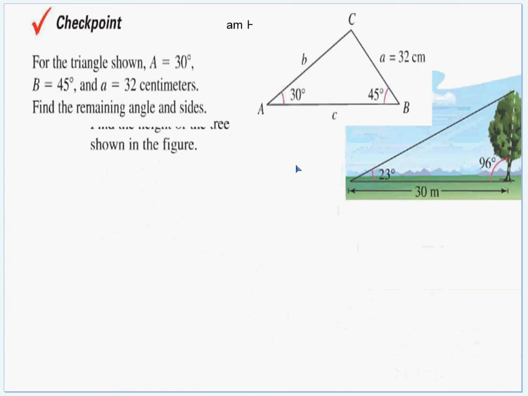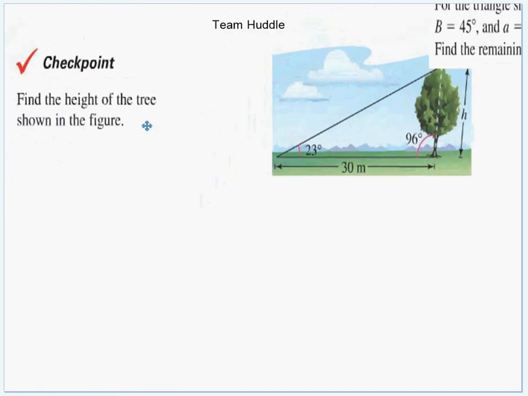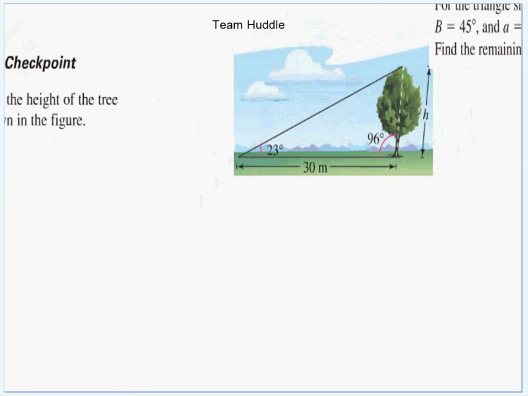Now the applied problem, very similar to the tilted telephone pole. Now it's a tilted tree. Find the height of the tree. So let's just kind of do this one from the picture. We're going to need this angle up at the top. We've got the 23, and we've got the 96. If we subtract those from 180, that angle is 61 degrees.